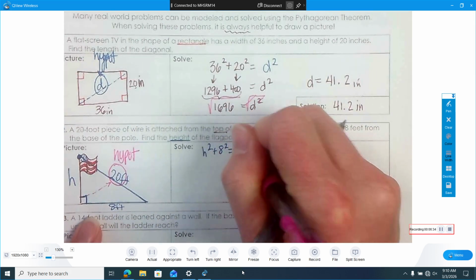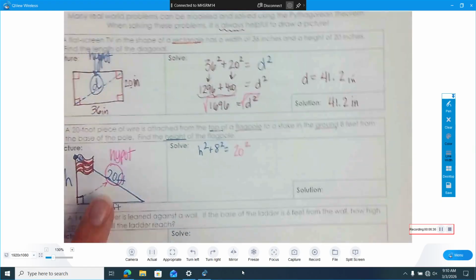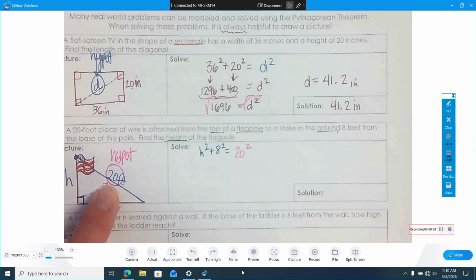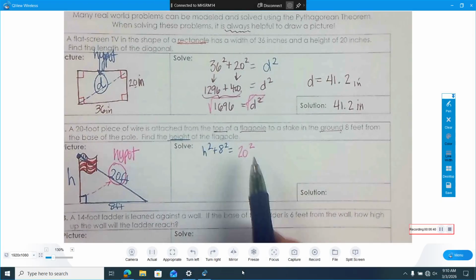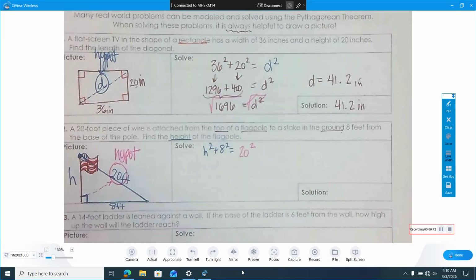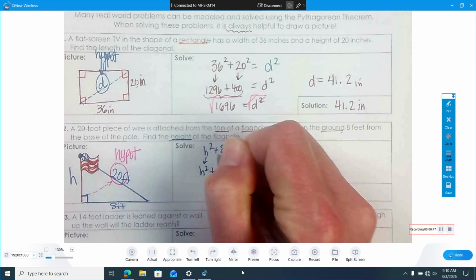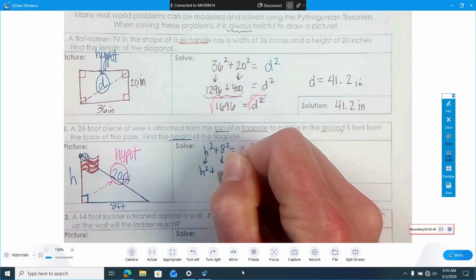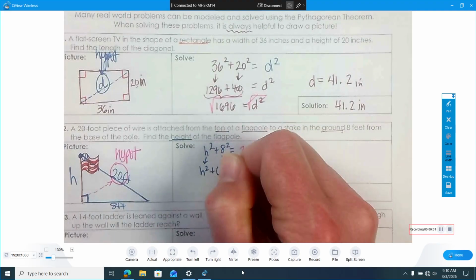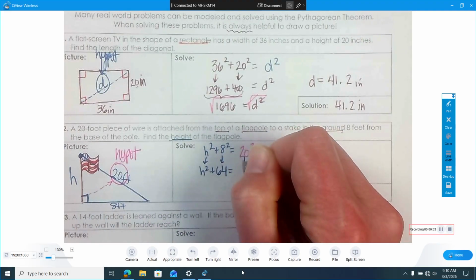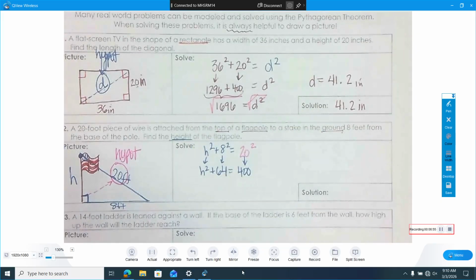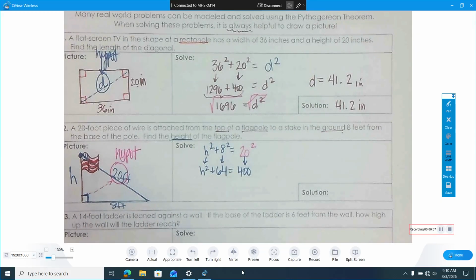Good. H squared plus 8 squared equals the hypotenuse squared, and our hypotenuse was 20. Really, that's the important part. We're always equal to the hypotenuse squared. I can't do anything with H squared, but I can with 8 squared, which is 64, and 20 squared is 400. All right, now how do we solve this?